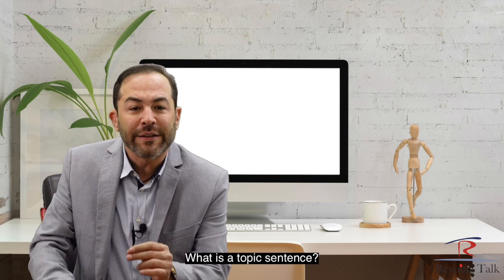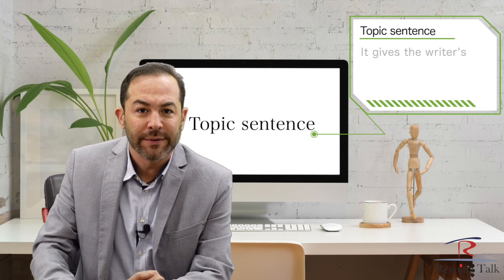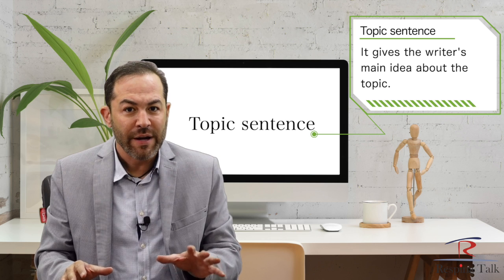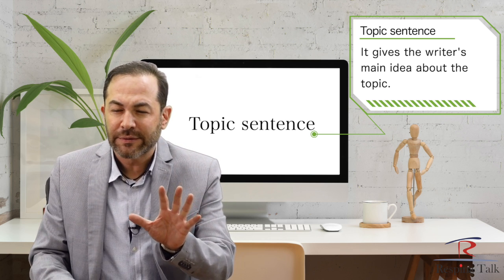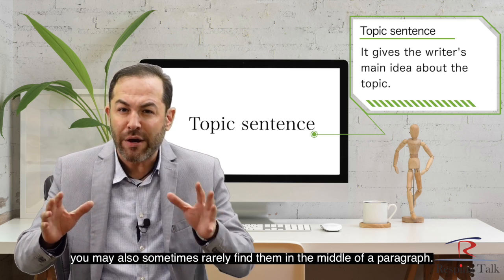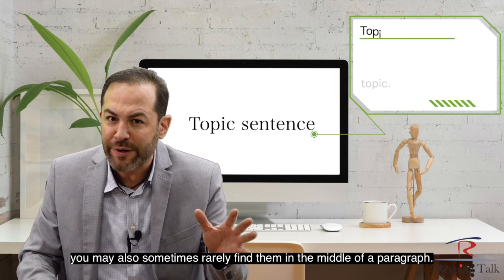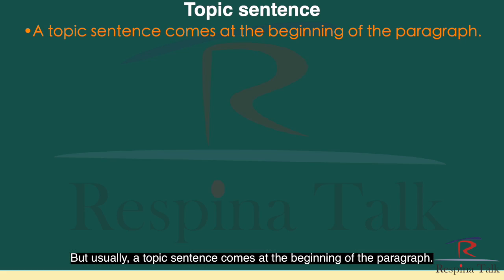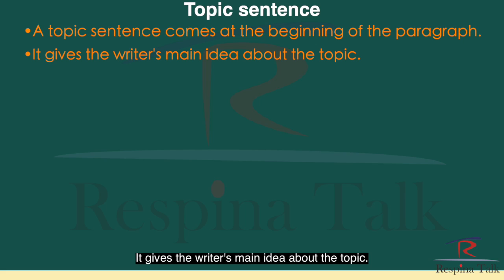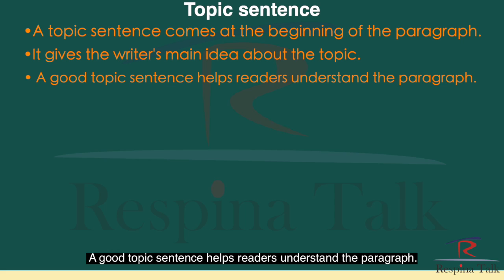Now, what is a topic sentence then? A topic sentence comes at the beginning of a paragraph. Now, don't forget, topic sentences may also sometimes be at the bottom. You may also sometimes, rarely, find them in the middle of the paragraph, but usually a topic sentence comes at the beginning of the paragraph. And it gives the writer's main idea about the topic. A good topic sentence helps readers understand the paragraph.